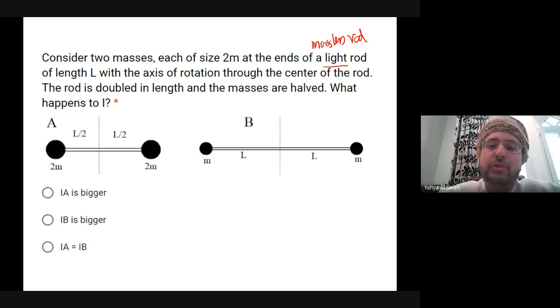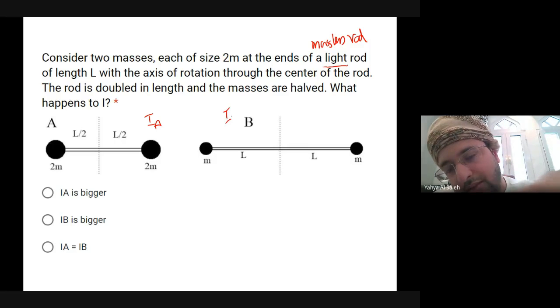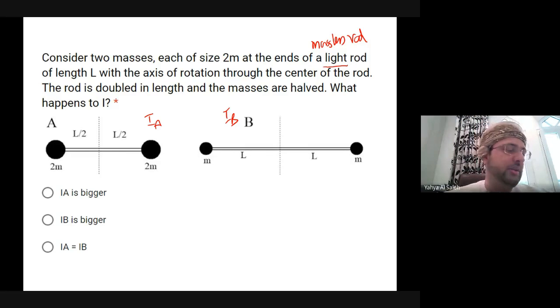With the axis of rotation through the center of the rod. The rod is doubled in length, so now instead of having L over 2, we have full L and full L, but the masses are halved, m and m instead of 2m and 2m. What happens to the I, to the rotational inertia? So if this is I_A and this is I_B, what is the relationship between them?